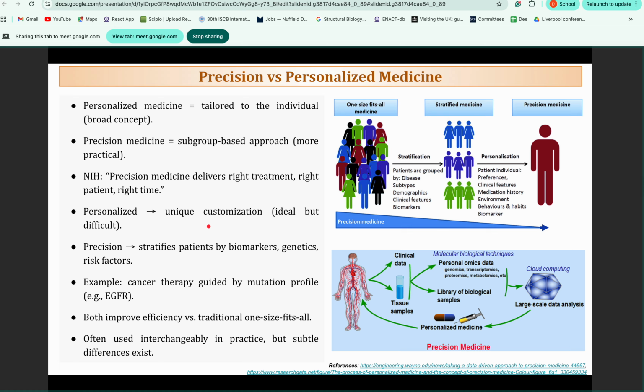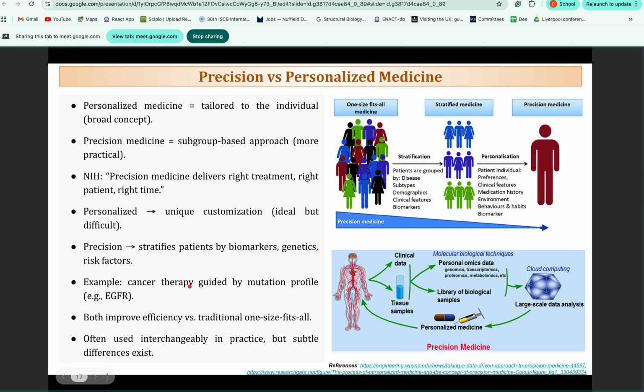Personalized means there is unique customization. It is ideal, but it is difficult to achieve, because designing it for each individual is quite difficult. Precision stratifies the patients by biomarkers, genetics, and risk factors. So in that way, we are designing this for a subgroup, and not for one single individual. An example is cancer therapy guided by mutation profile.